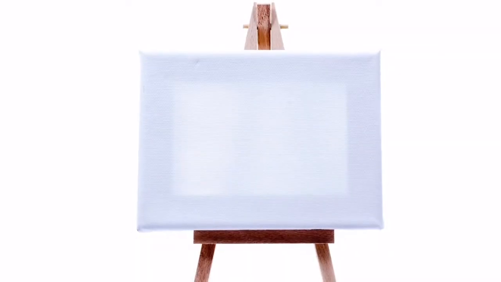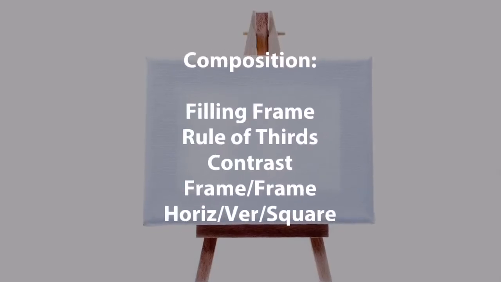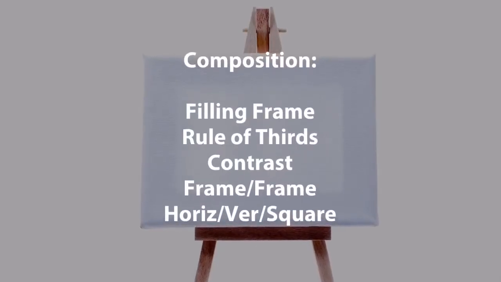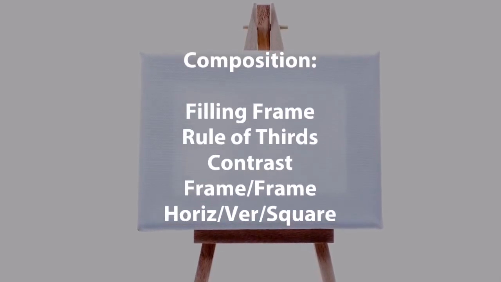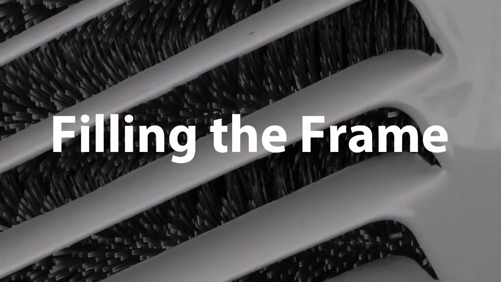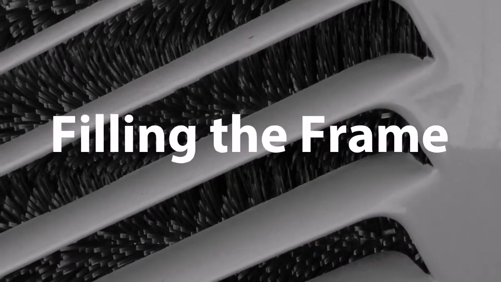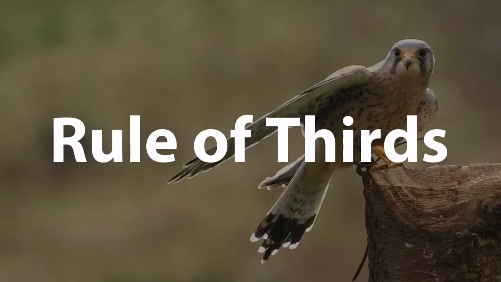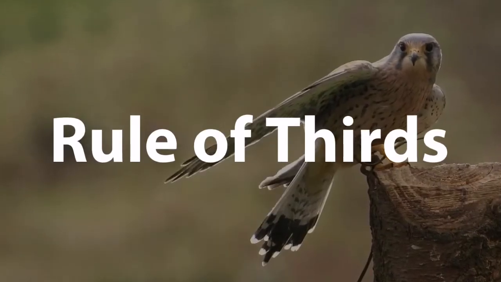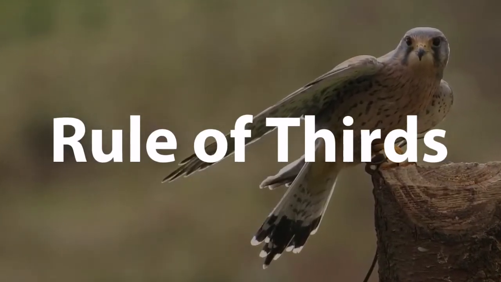Though elements of design give us good content to capture, where we place those elements and subjects within our frame is just as important. So now let's focus a bit more on composition. Composition being the act of where you decide to place your elements within the frame. Last time, we discussed the composition element of filling the frame. For today's lesson, we're going to focus on the rule of thirds.